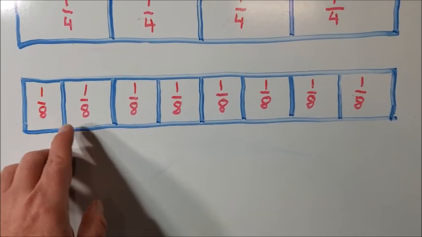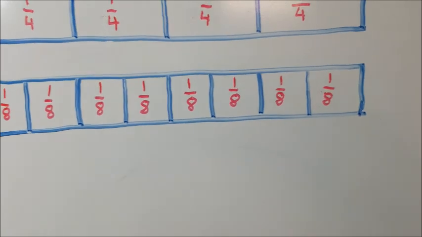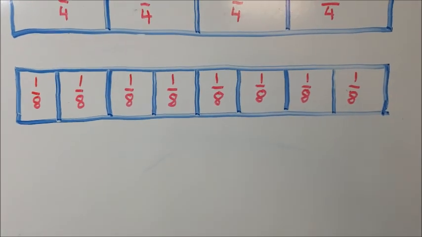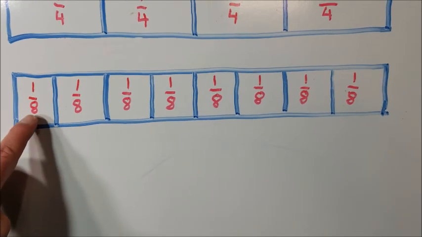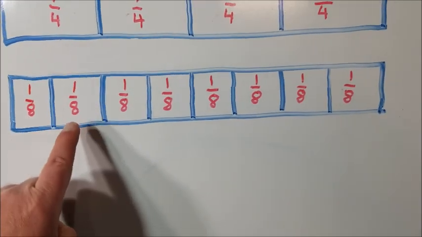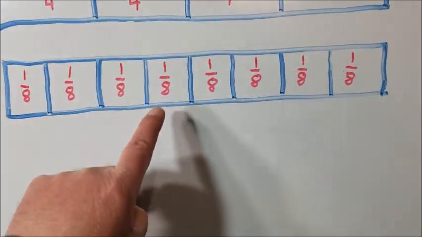Now, 1, 2, 3, 4, 5, 6, 7, 8. Okay, I have my 8 pieces. So therefore, this is 1 out of 8 pieces. This is 1 out of 8 pieces. This is 1 out of 8 pieces. 1 out of 8 pieces.